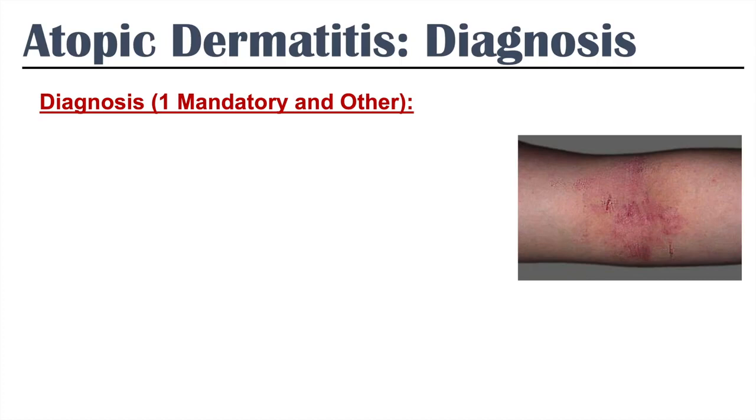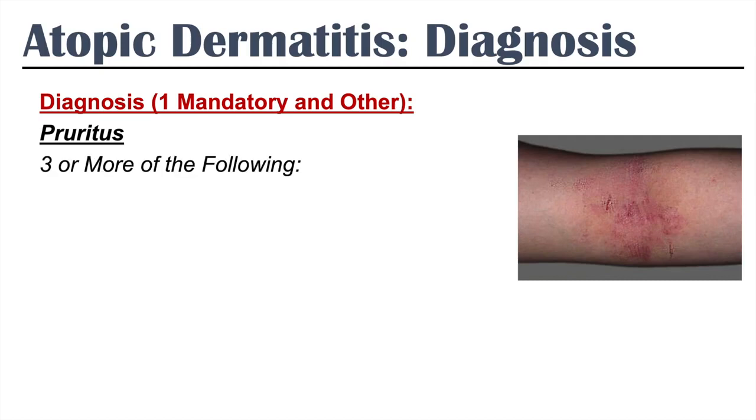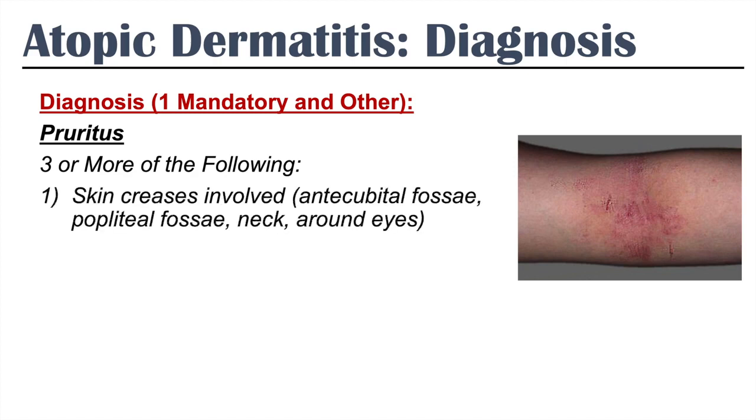With this diagnosis, it's more of an objective checklist-based type of diagnosis. So with regards to this diagnosis, what we need is 1 mandatory and 3 other criteria. So the mandatory condition we absolutely need to make this diagnosis is that these skin lesions need to be pruritic. So they need to be itchy. And then once you have that, once we say these skin lesions are pruritic, we need 3 or more of the following. The first one is that skin creases are involved. So you have the antecubital fossas involved, the popliteal fossa, the neck, around the eyes. So a lot of those areas we talked about before.